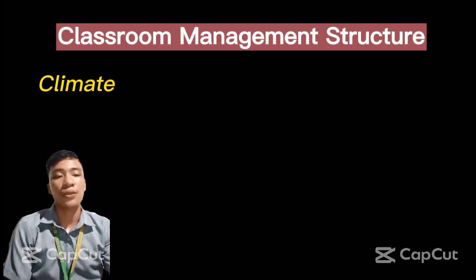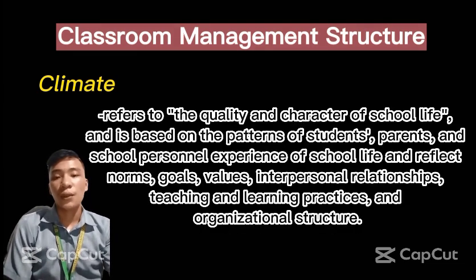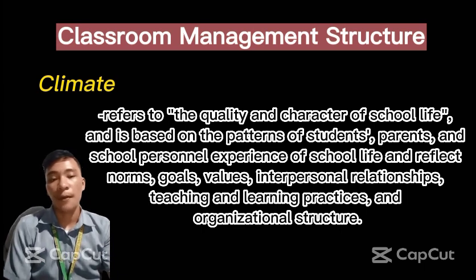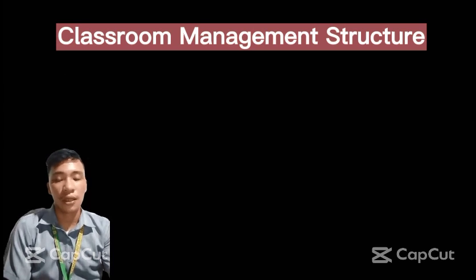Second, climate. School climate is a term that has been used for over 100 years in relation to the environment that has the most impact on academic learning and success. School climate refers to the quality and character of school life, and is based on patterns of students', parents', and school personnel's experience of school life, and reflects norms, goals, values, interpersonal relationships, teaching and learning practices, and organizational structure.